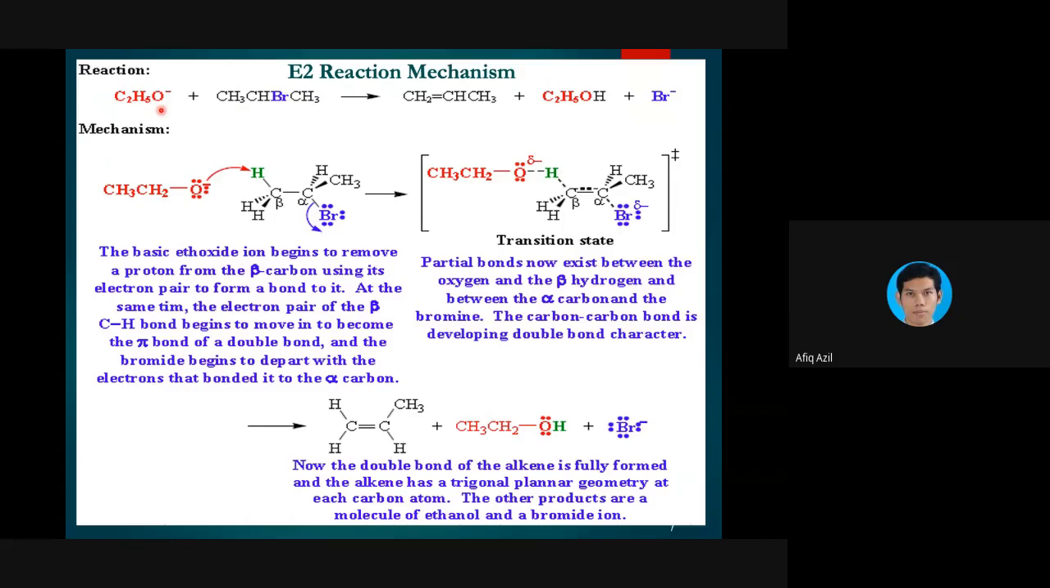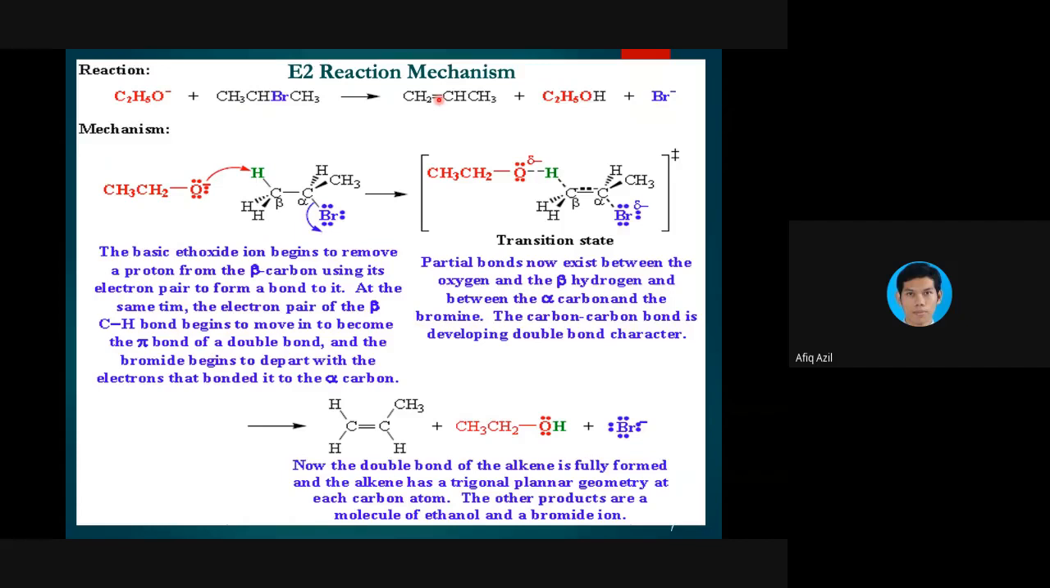And then we have an ethoxide ion over here, which is considered to be a very strong nucleophile, and it is also a strong base. It is considered to be a base. So this is the ethoxide ion. It may come from a salt like sodium ethoxide or potassium ethoxide, and you have your substrate.